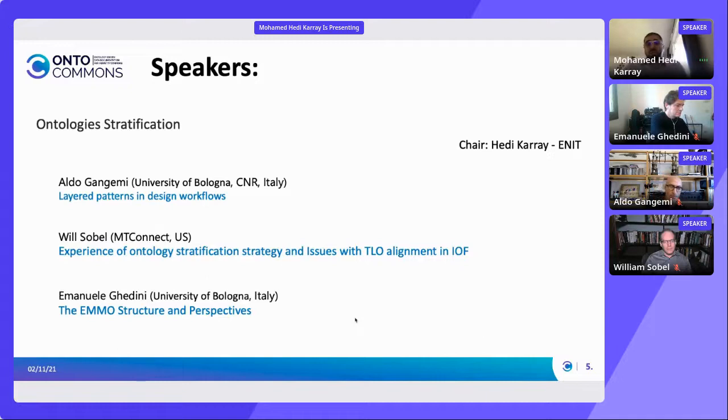Our first speaker is Aldo, who is a full professor at University of Bologna and director of the Institute of Cognitive Science and Technologies of the Italian National Research Council, where he has co-founded the Semantic Technology Lab in 2008. His research focuses on semantic technologies and integration of methods from knowledge engineering, semantic web, linked data, cognitive science, and natural language processing. I give the floor to Aldo to start his presentation about layered patterns in design workflow. Please go ahead, Aldo. Thanks.